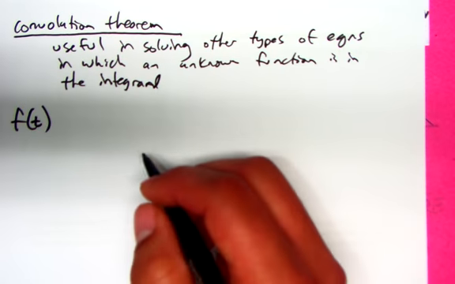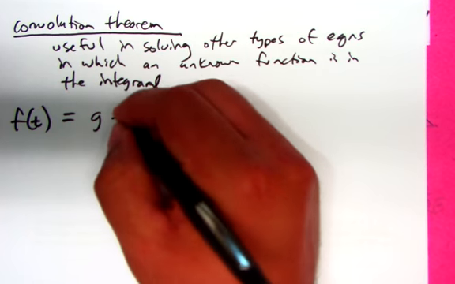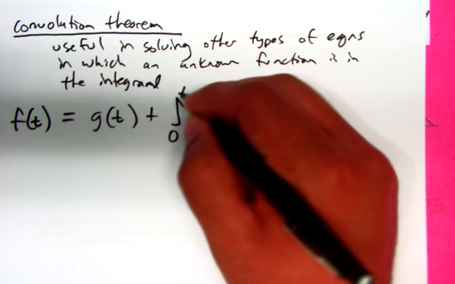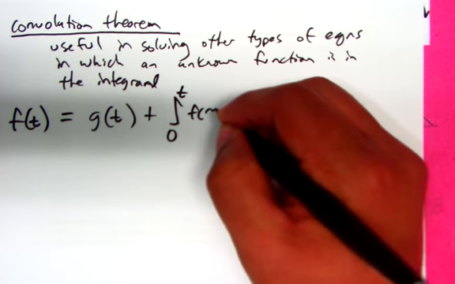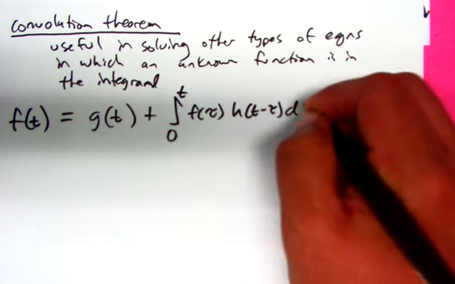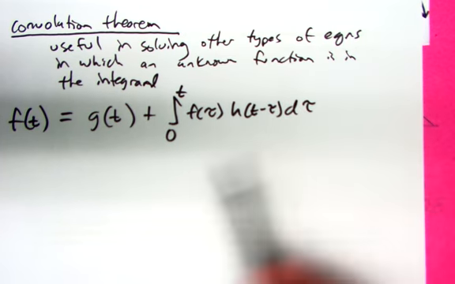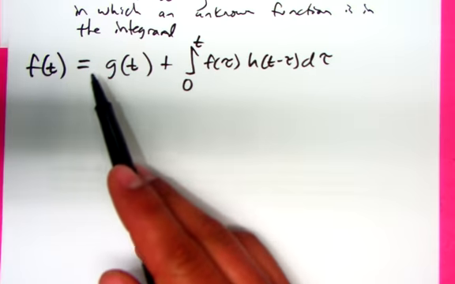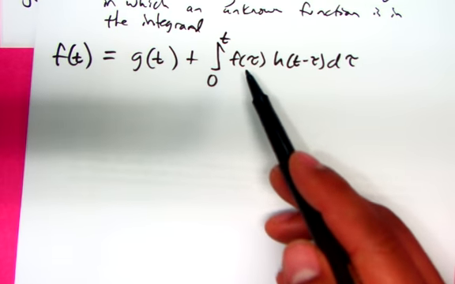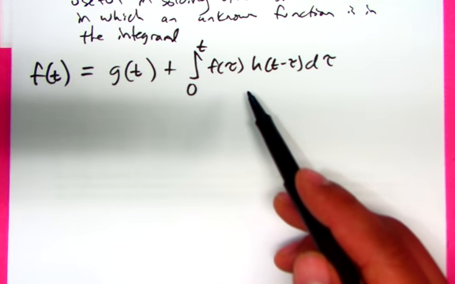So if we're looking at f of t equals, let's say, g of t plus some integral from 0 to t of f of tau times h of t minus tau d tau, here's where we have the convolution theorem set up. If we want to find f of t, it's also defined in terms of this integral. This is the specific case where we can use the convolution theorem to figure it out.